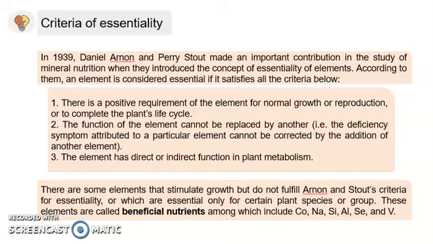They are beneficial nutrients because they are essential only for certain plants or groups of plants, not in general, unlike the three criteria of essentiality. Beneficial nutrients are cobalt, sodium, silicon, aluminum, selenium, and vanadium.